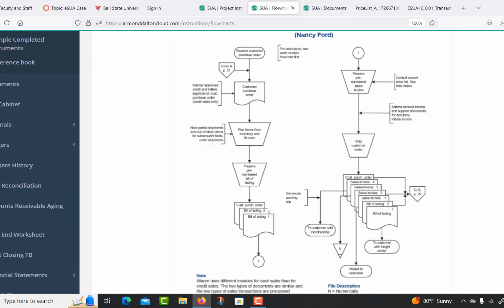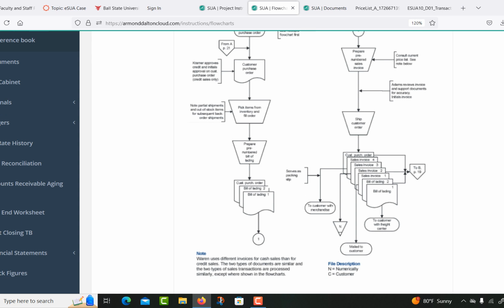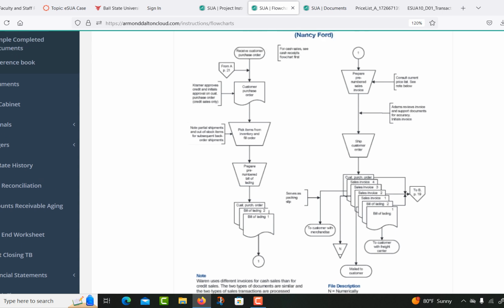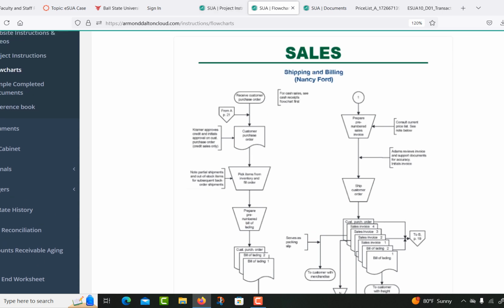So the next thing that we have to do, if we're looking at the flow chart, is prepare, after we do the bill of lading, we're going to send that over to accounting, and basically Nancy Ford is wearing these hats. It starts into the accounting process, and so we're going to prepare a pre-numbered sales invoice here.